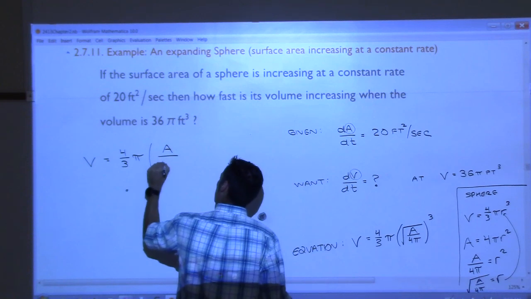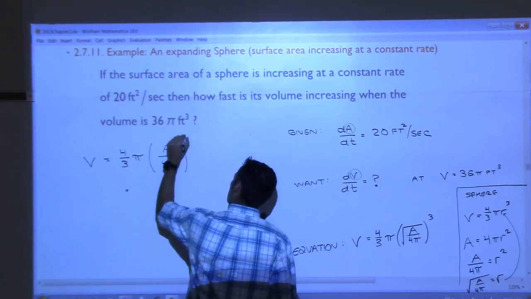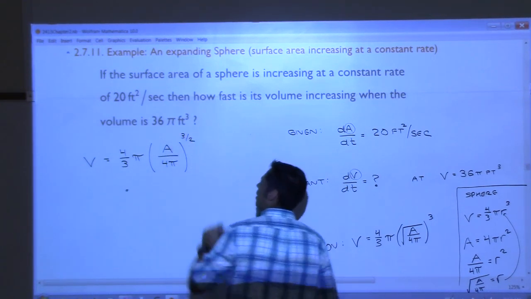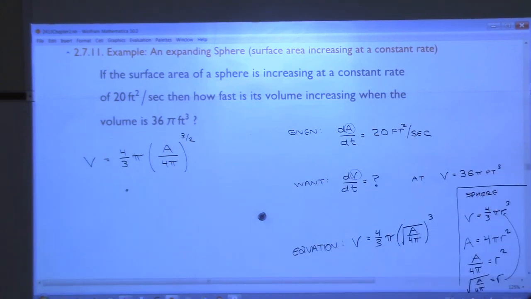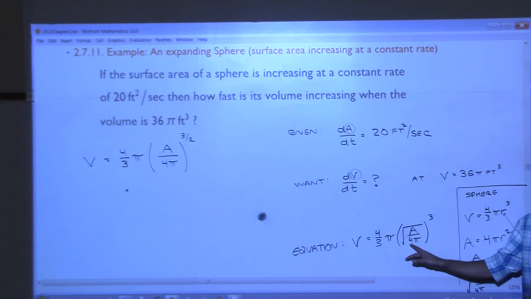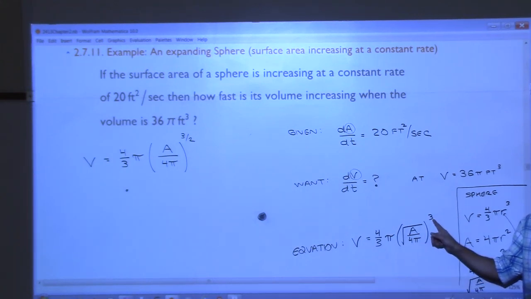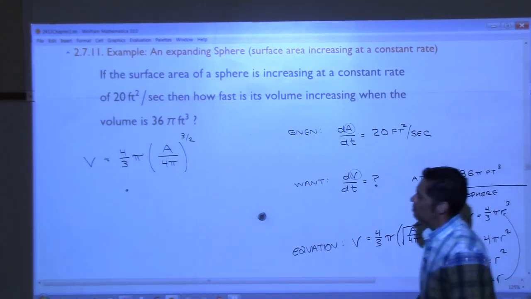Let's see if you agree with this. 3/2, is that the same? Square root means raise this to the 1/2 power. And then when you raise that to the third, it's equivalent to raising it to the 3/2. So that okay? I'm going to do a little bit more.